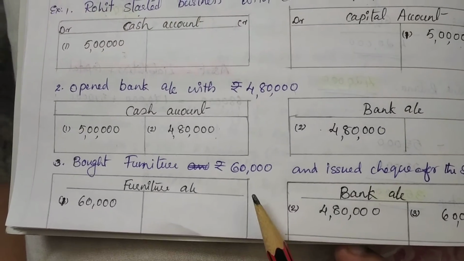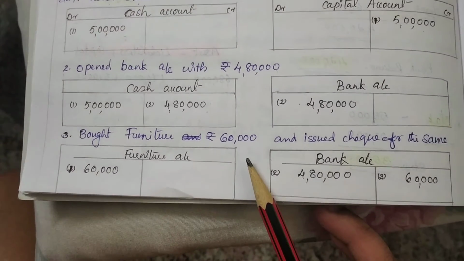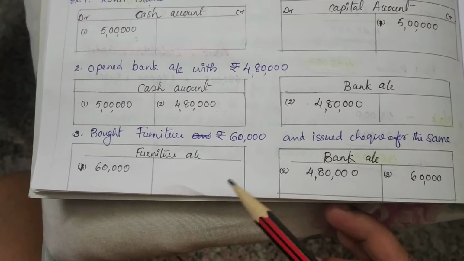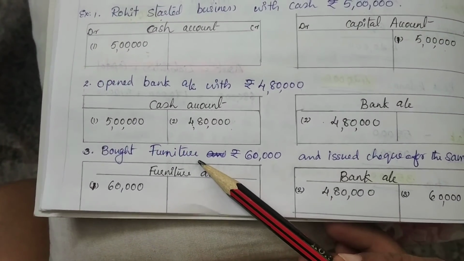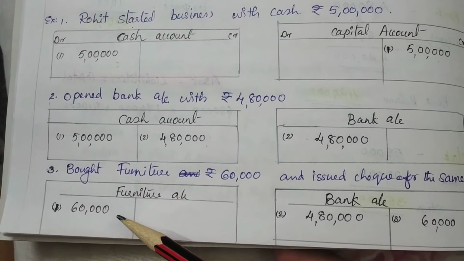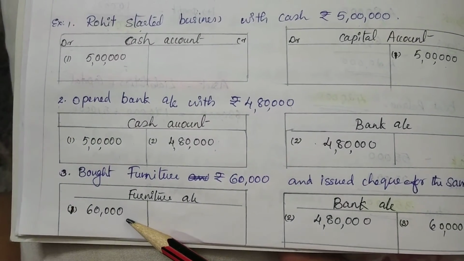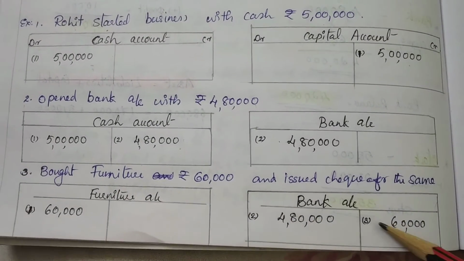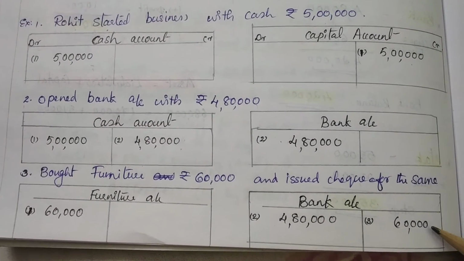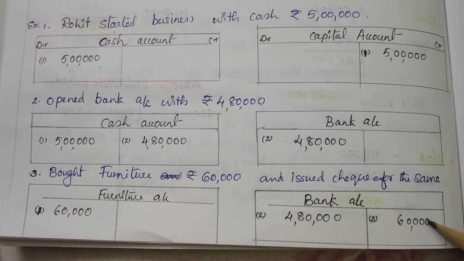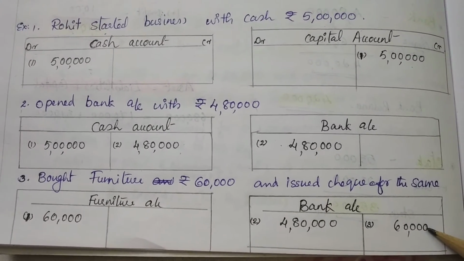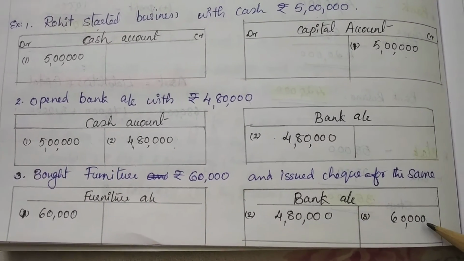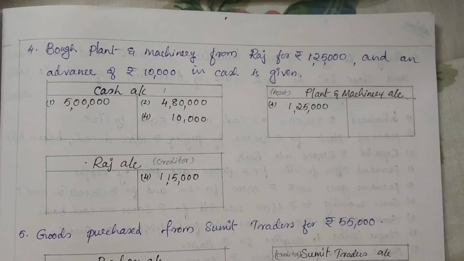Third one: bought furniture for rupees 60,000 and issued a check for the same. Furniture is an asset. Again, there is an increase in asset, so we are debiting 60,000 in the furniture account. And from the bank 60,000 is going, right, because we have paid through check. So 60,000 is decreasing from the bank. Bank is an asset, so when there is a decrease in assets, we are crediting 60,000.